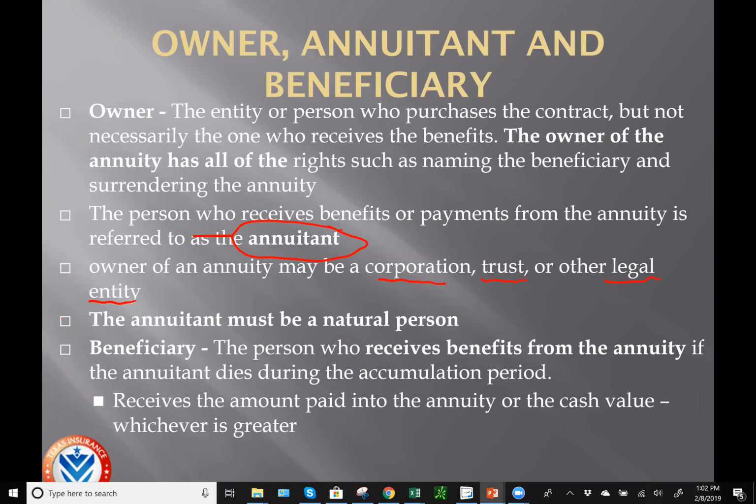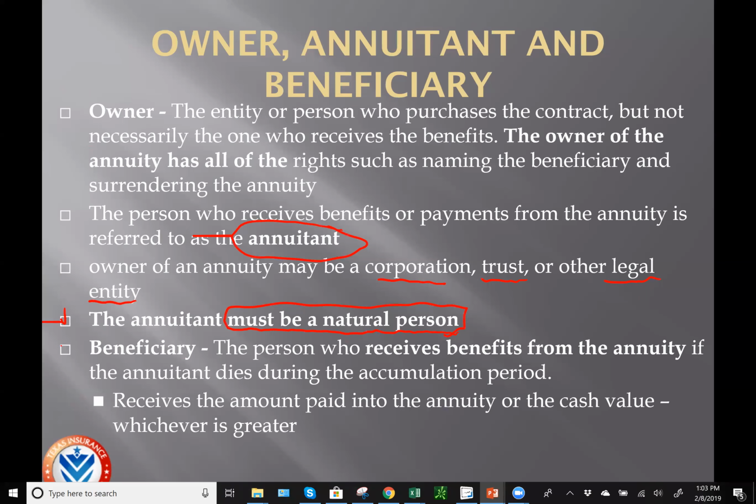However, the person who receives the benefits or payments from the annuity is called the annuitant. The annuitant must be a real, live, breathing, walking, talking person. The annuitant cannot be a corporation, a trust, or any other legal entity. It has to be a person, because once an annuity begins paying out, it's going to provide a life income. So they actually need to know how much longer this natural person is going to be on earth if they're going to pay them a life income. So that's why the annuitant has to be a person.